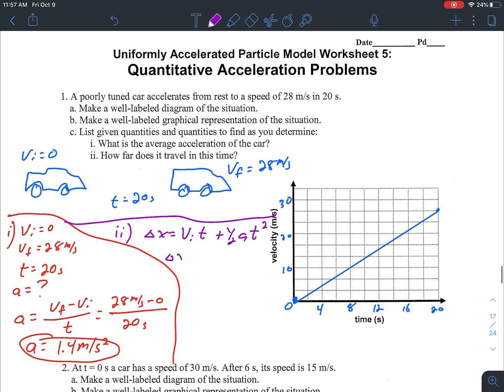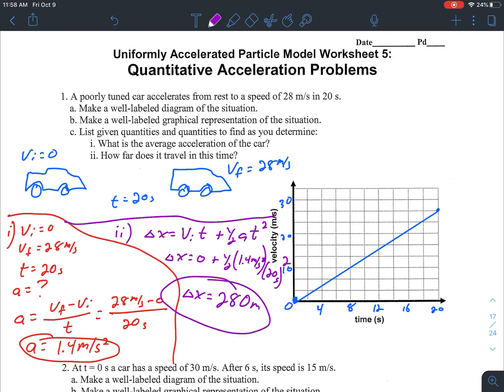So I'm looking for delta x. This term drops to 0 because our initial velocity was 0. The acceleration that we calculated, and I'm kind of running out of space, I apologize, 20 seconds squared. So then we plug all that into a calculator, and it will spit out our answer of 280 meters.